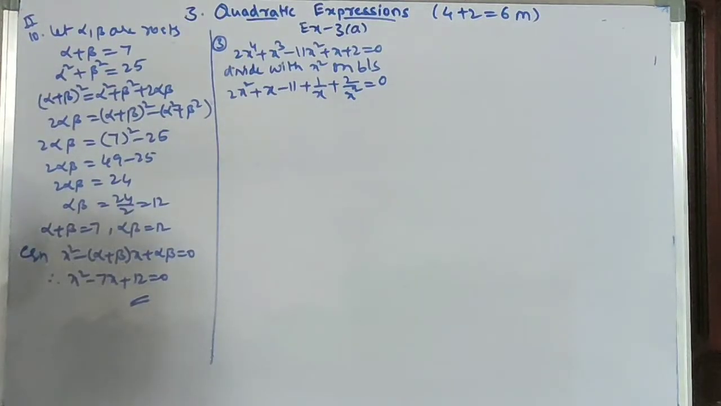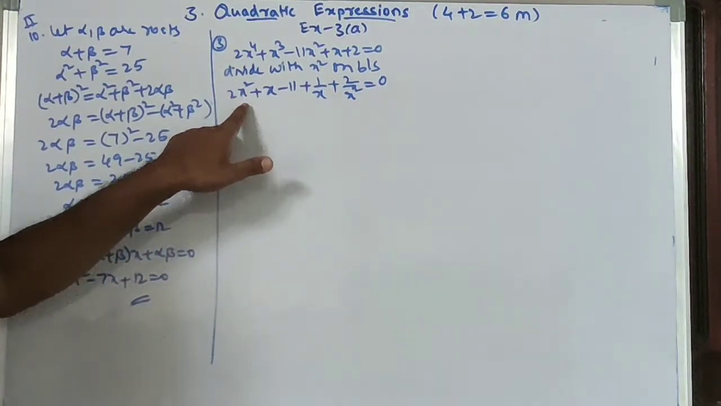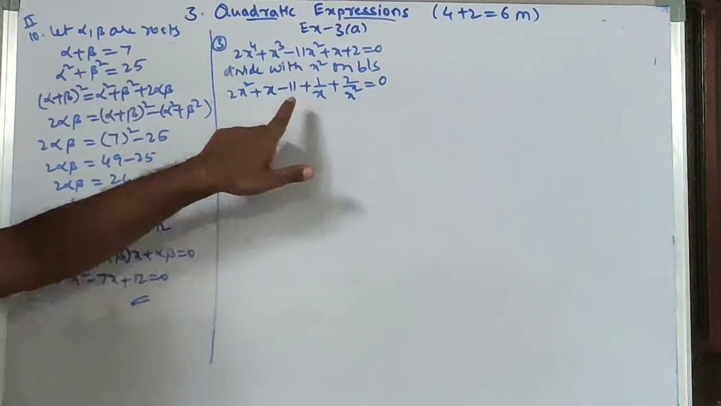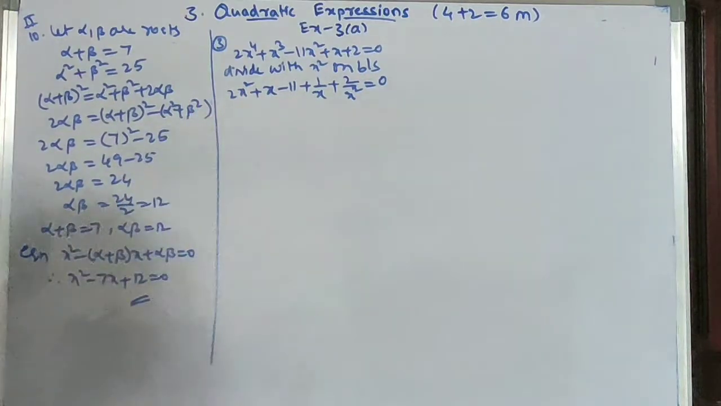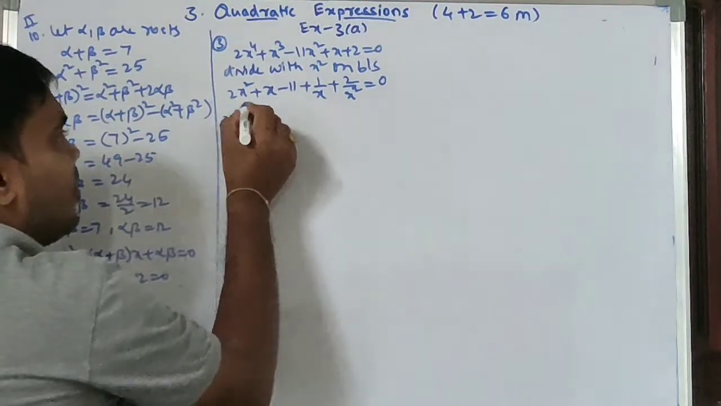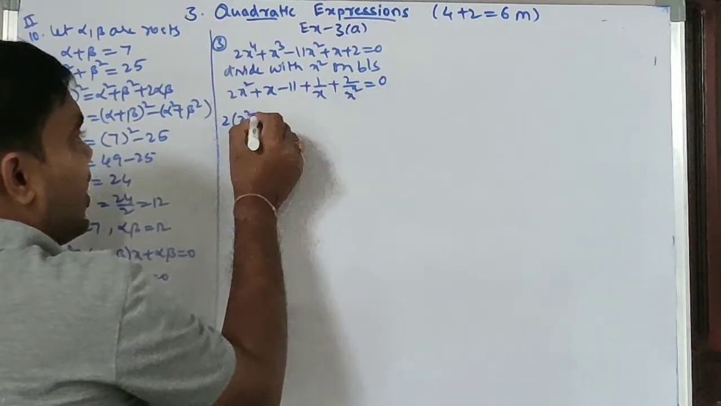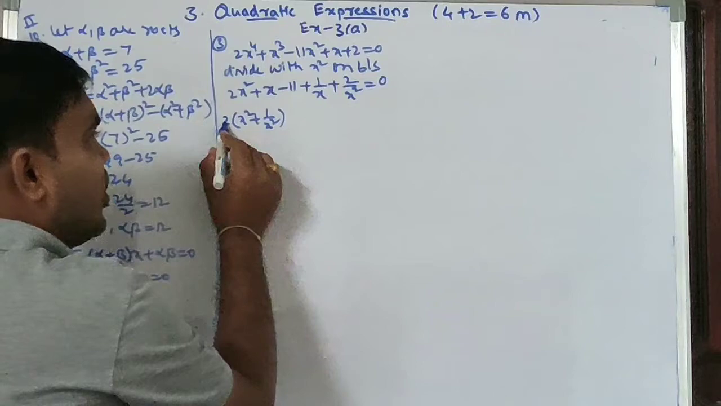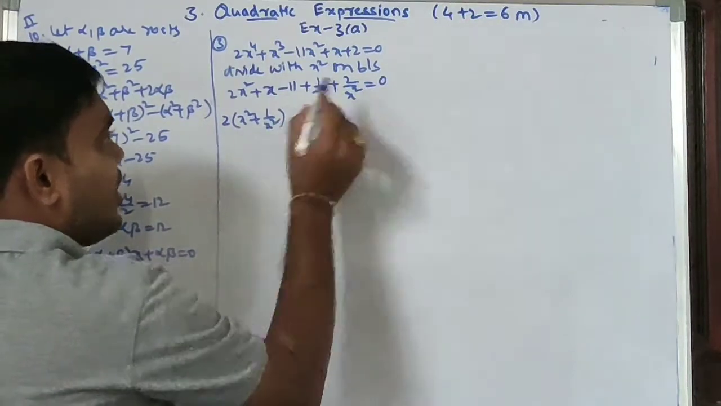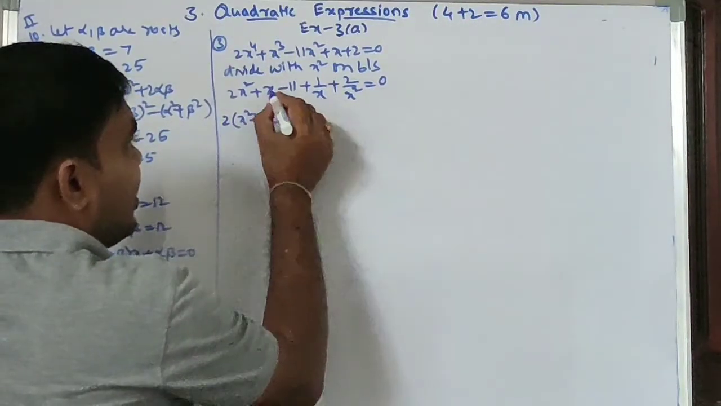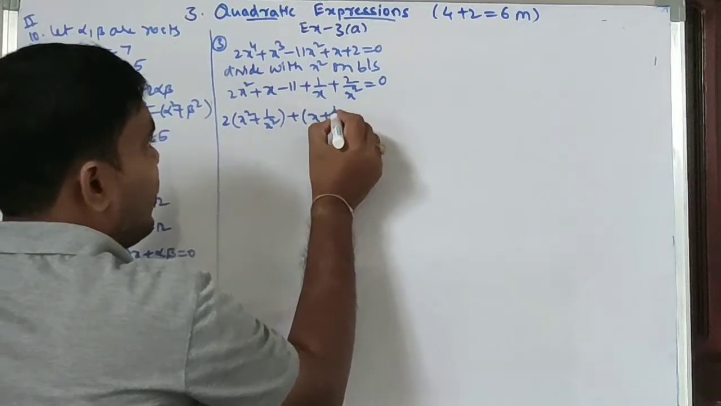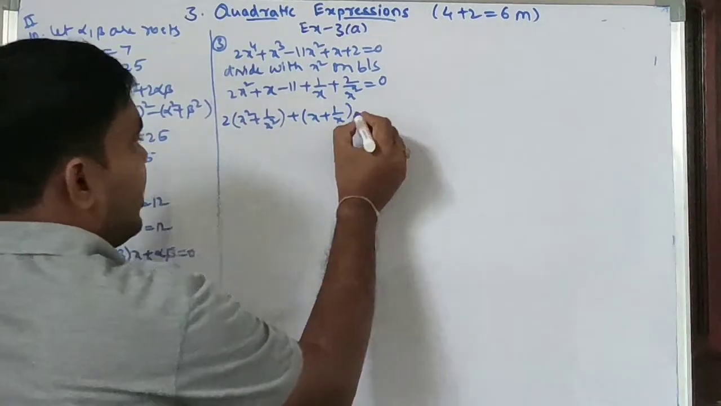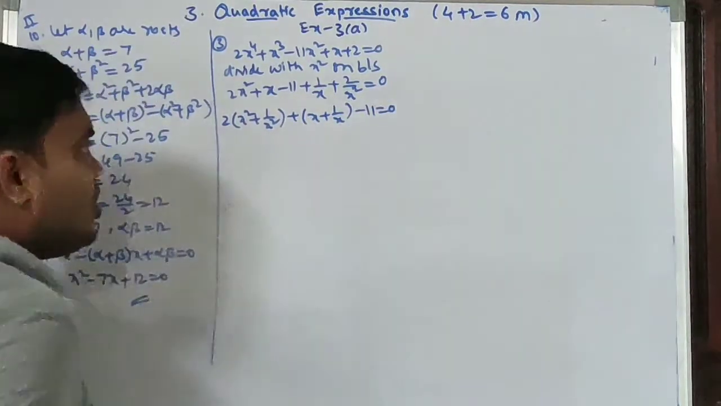So now, here x square, denominator x square, here x, denominator x. Keeping one side, 2 of x square plus 1 by x square. So 2 into x square, 2x square, 2 into 1 by x square, 2 by x square, plus x plus 1 by x minus 11 equal to 0.